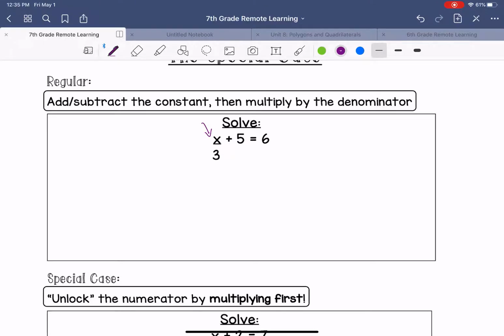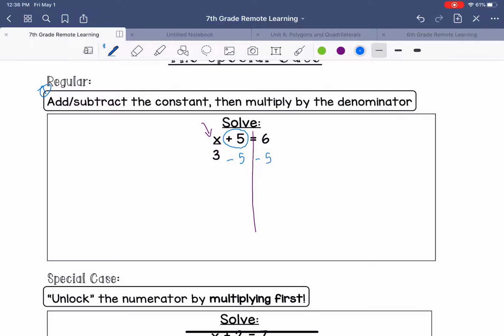Okay, so we will start with our balance line, just like we always do, to remind ourselves that we have to do the same thing on both sides of the line. Okay, and then we're going to start with adding or subtracting the constant, so doing the inverse to get rid of it. So our constant is this right here, our plus 5. So we're going to subtract it, since that's the opposite.